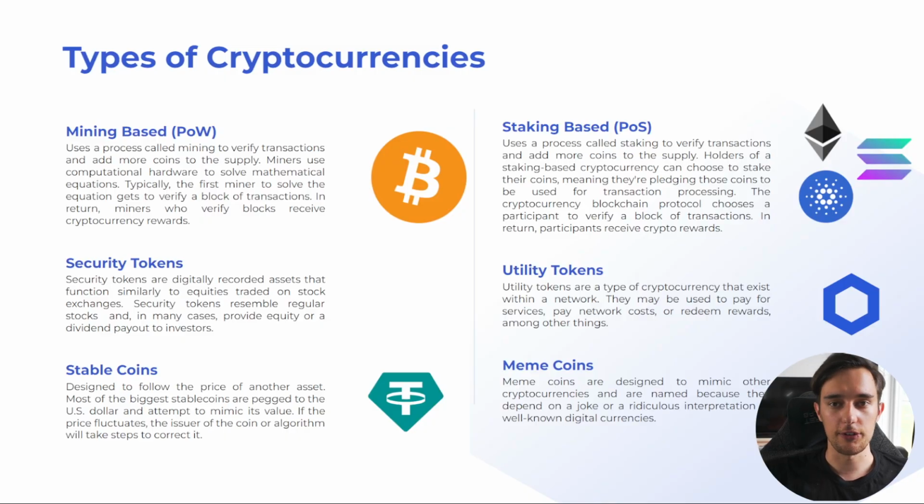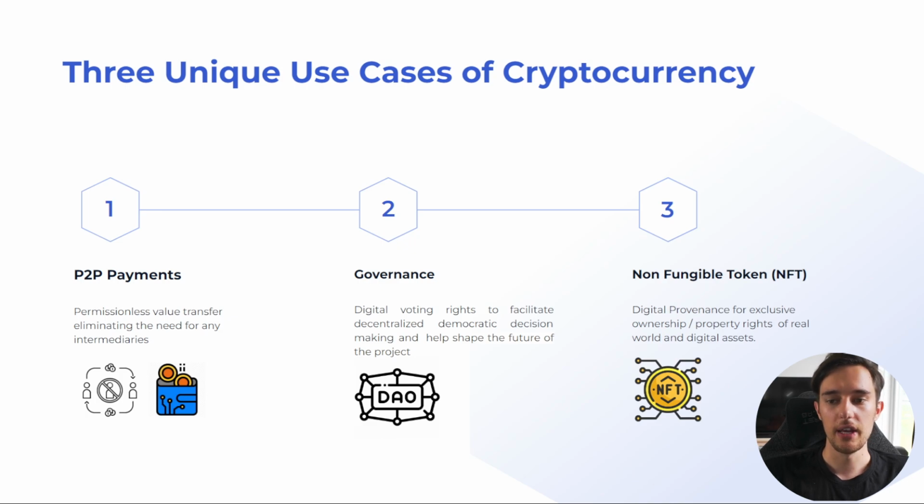That is also why we're here in this video, and that's also what Chainlink is trying to solve. But before we talk about that, let's go to cryptocurrencies. There are different types of cryptocurrencies, as you can see on screen. You have mining-based security tokens, stablecoins, staking-based tokens, utility tokens, and meme coins. All of these coins have 3 unique use cases in cryptocurrencies.